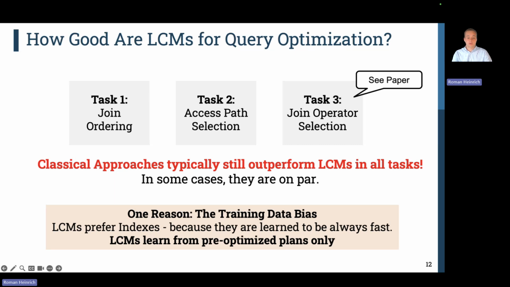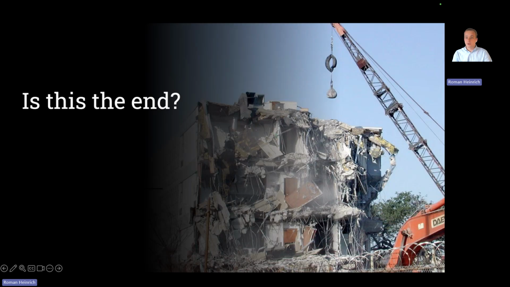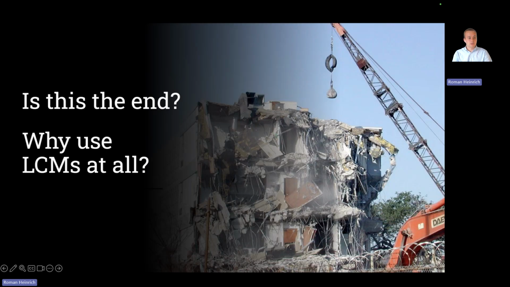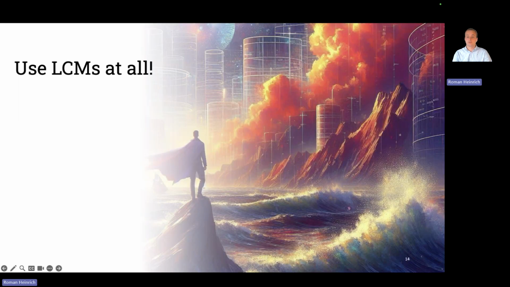Why? Because they learned to be always fast. And this comes from the fact that learned cost models learn from pre-optimized plans only in traditional training strategies. I will talk about this a bit later, but this is one reason that we found. The question now, is this actually the end of learned cost models? Why should we use learned cost models at all? And in our paper, we argue that we should use learned cost models.